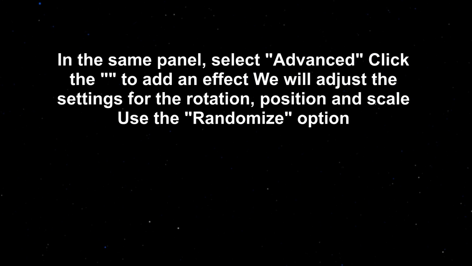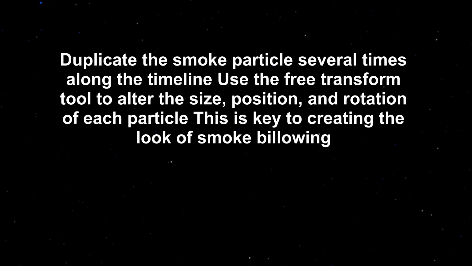We will adjust the settings for the rotation, position and scale. Use the Randomize option. Duplicate the smoke particle several times along the timeline. Use the Free Transform tool to alter the size, position, and rotation of each particle. This is key to creating the look of smoke billowing.